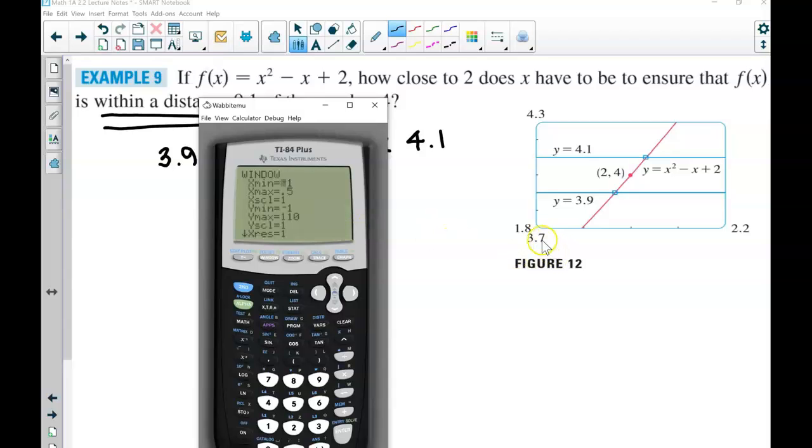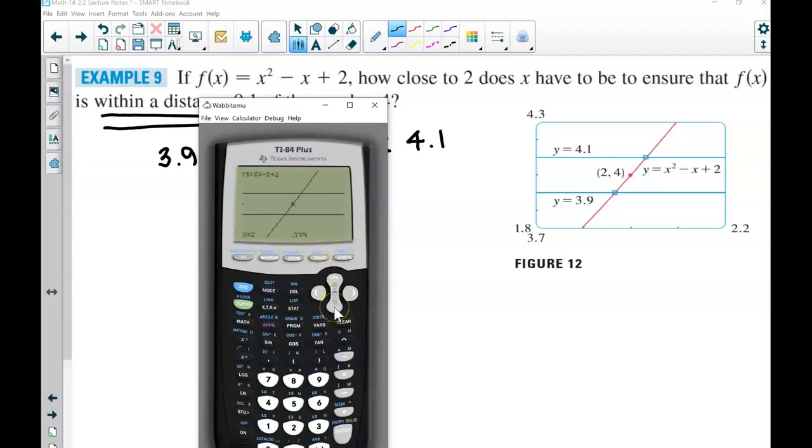So now we've got to use our window and set our viewing rectangle. The values of x go from 1.8 to 2.2, so that we can see that within our viewing rectangle. And then our y minimum and y maximum are 3.7 and 4.3. So again, just enough for us to be able to see what's happening. Okay, so now we're going to go ahead and hit the trace button.